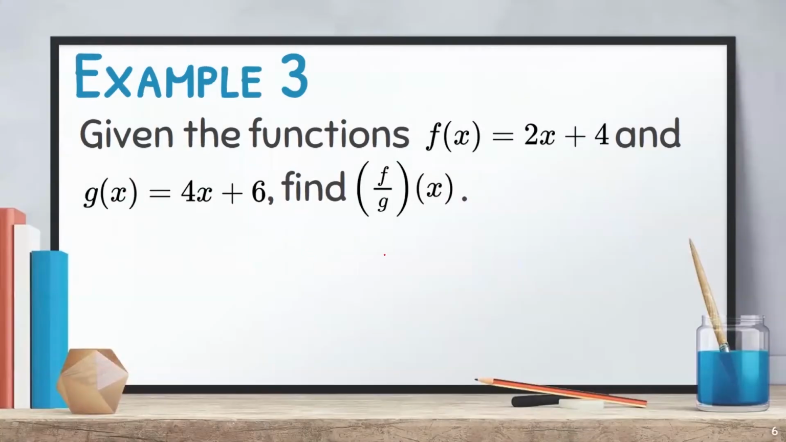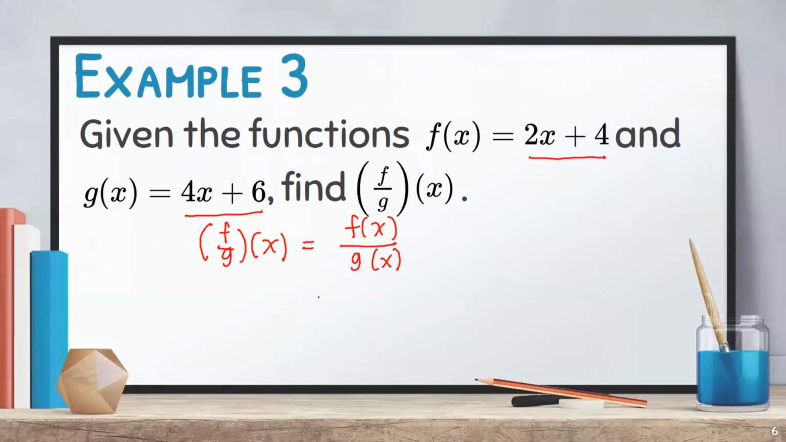For example, given the functions f of x equals 2x plus 4 and g of x equals 4x plus 6, find f over g of x. So once again, by formula, f over g of x is equal to f of x over g of x. So substitute the given f of x and g of x to our formula. Therefore, we will have 2x plus 4 over 4x plus 6.